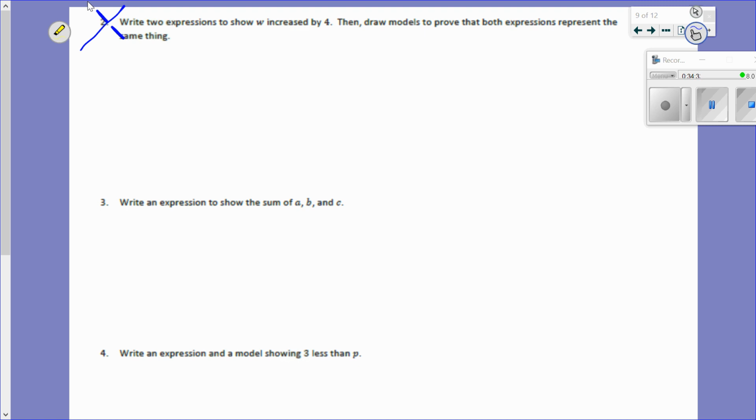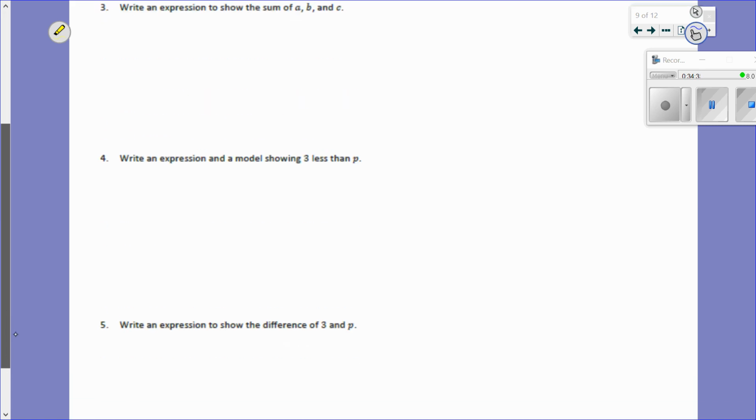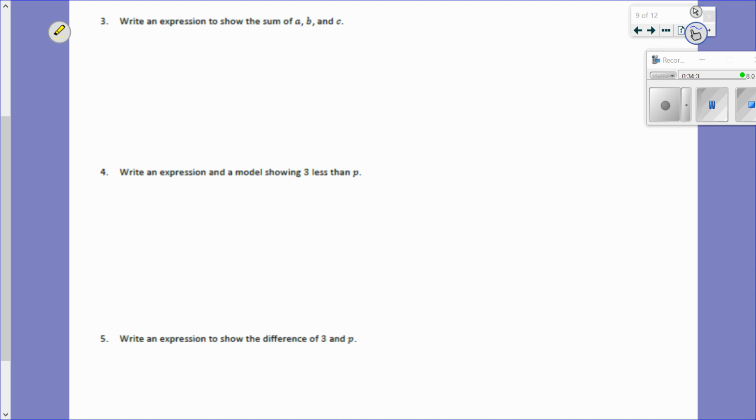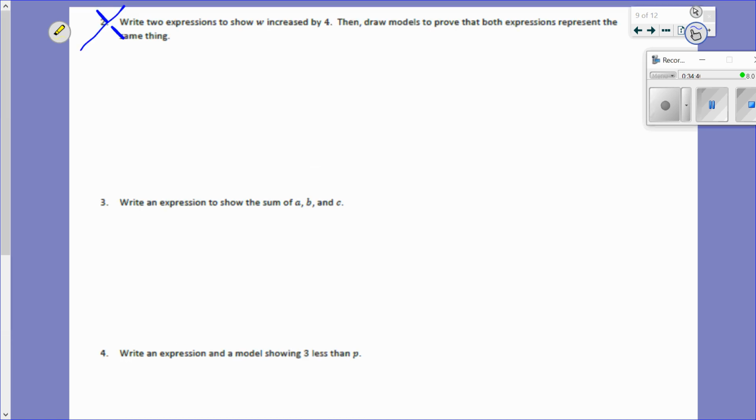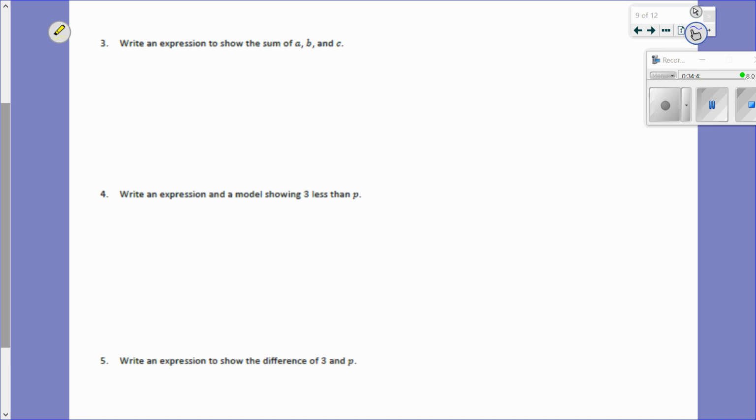So we're going to start 3 through 5. I'm going to give you guys 3 minutes. You can work together at your table. Write up the expressions for those. Okay, hopefully you were able to do this one really easily. Show the sum of A, B, and C. That was straightforward: A plus B plus C.